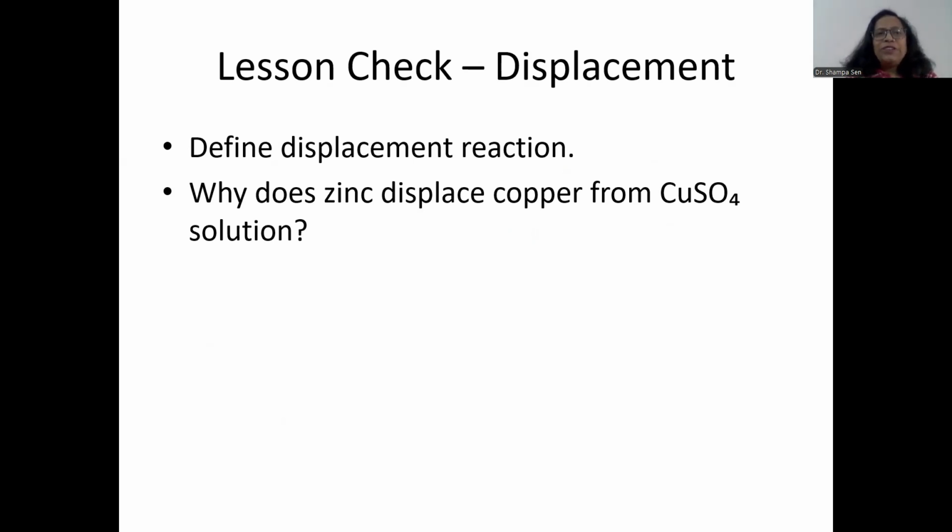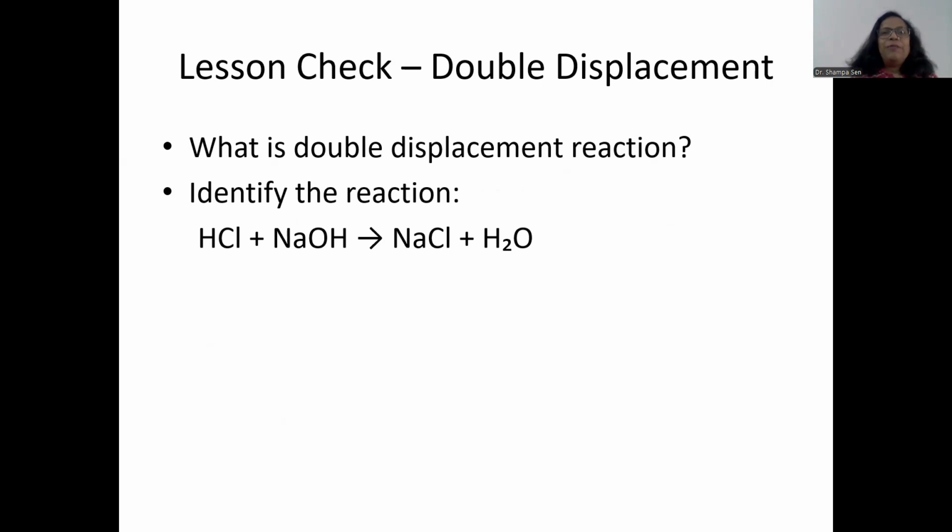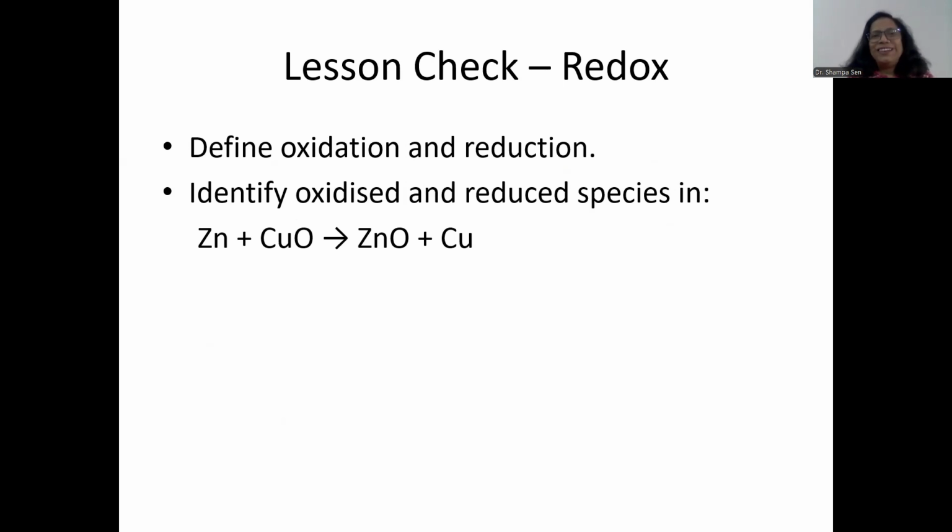So, these are lesson check questions. Define displacement reaction. Why does zinc replace copper from copper sulfate solution? What is double displacement reaction? Identify this reaction. HCl plus NaOH giving rise to NaCl plus H2O. Which type of reaction it is? It was so easy. Define oxidation and reduction. Identify oxidized and reduced species in this.